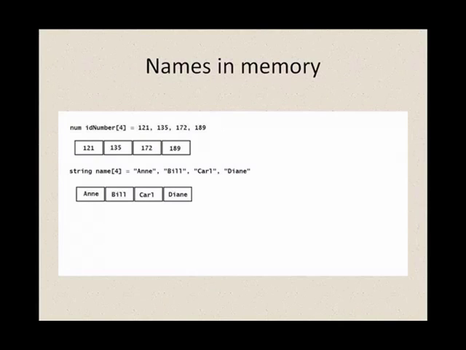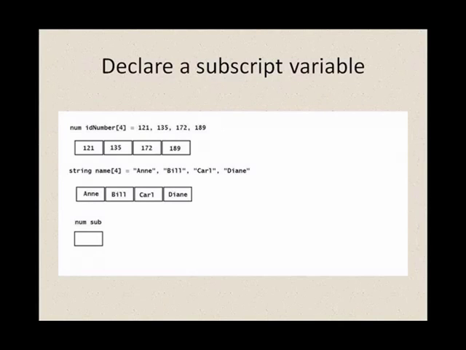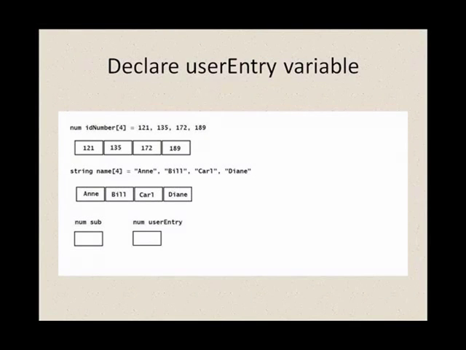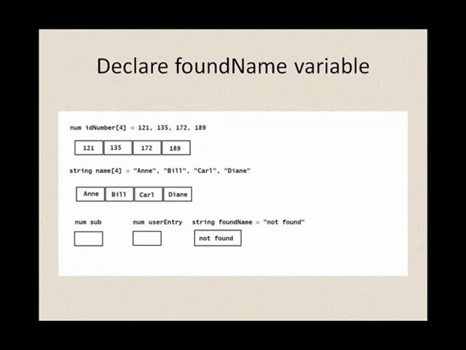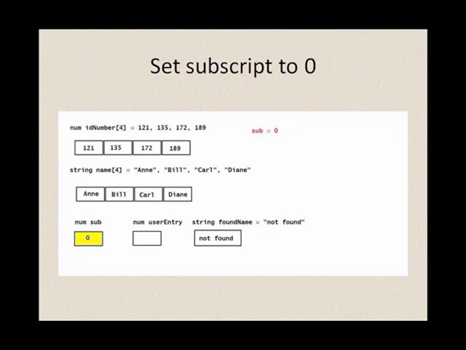You'd need a few other variables: a numeric subscript used to cycle through the array looking for the correct ID number, a user entry where the user will type in the ID number that we're looking for, and a found name where we're going to store the correct name when we find it. For right now, it's going to say not found. When you start the program, the subscript is set to 0. Then you input the user's entry. Let's assume the user types in 172.